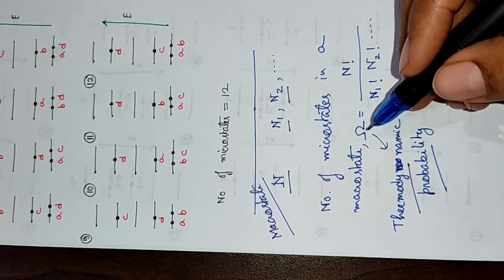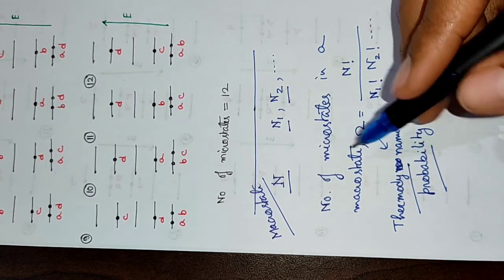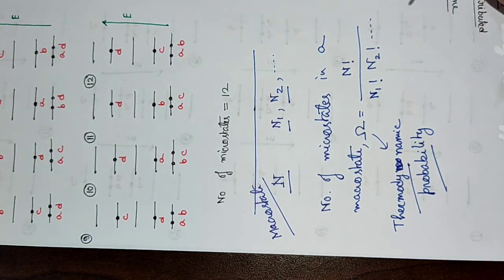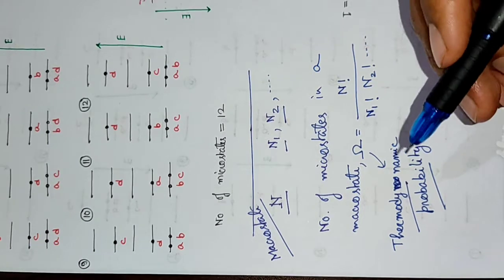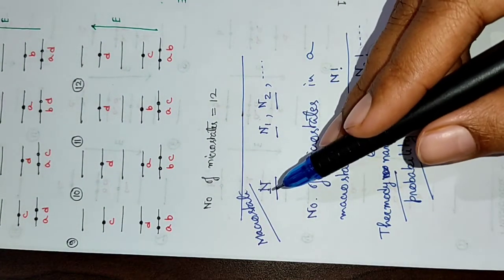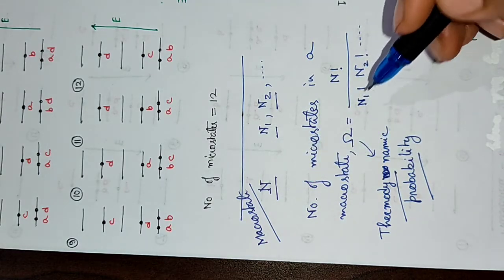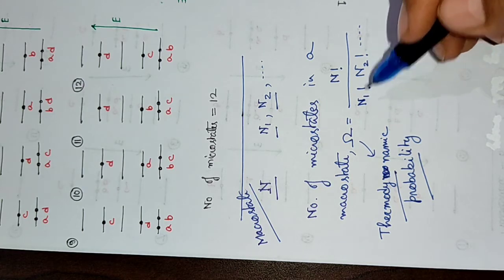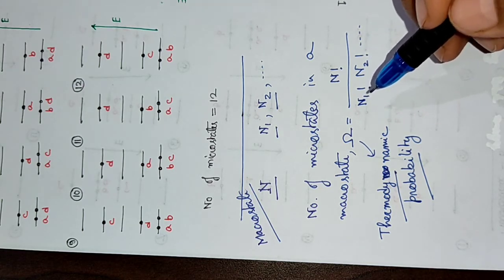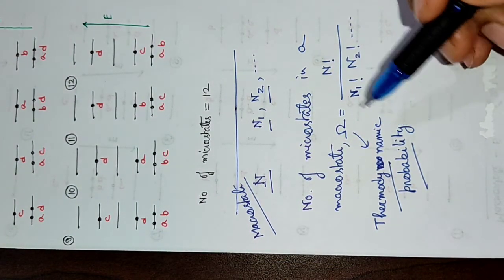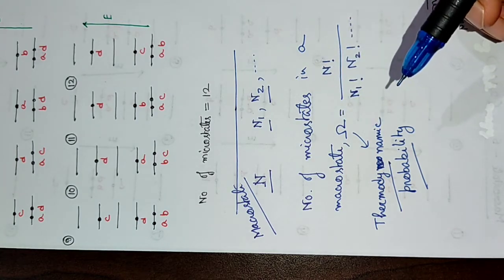It is symbolized as omega and is defined as the number of microstates possible for a macrostate, and calculated by this expression, that is n factorial, where n is the total number of particles in the system and n1, n2, n3, and so on are the number of particles present in the levels in that macrostate. Now let us check whether this formula works or not.